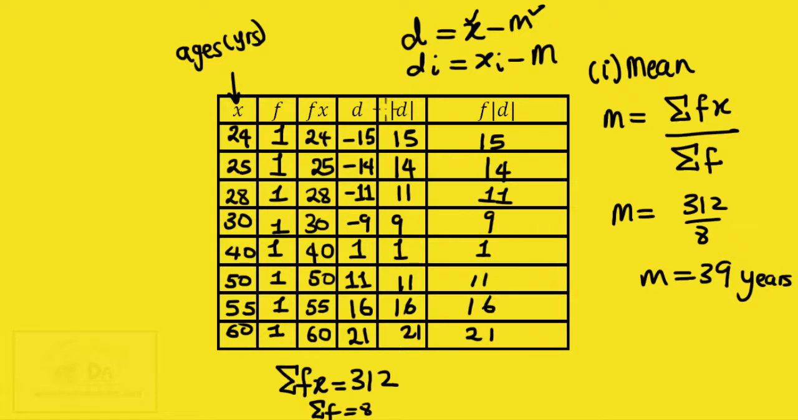Now you're going to see why this table was structured this way, because to find the solution to question 2, the mean deviation, we use the following formula.